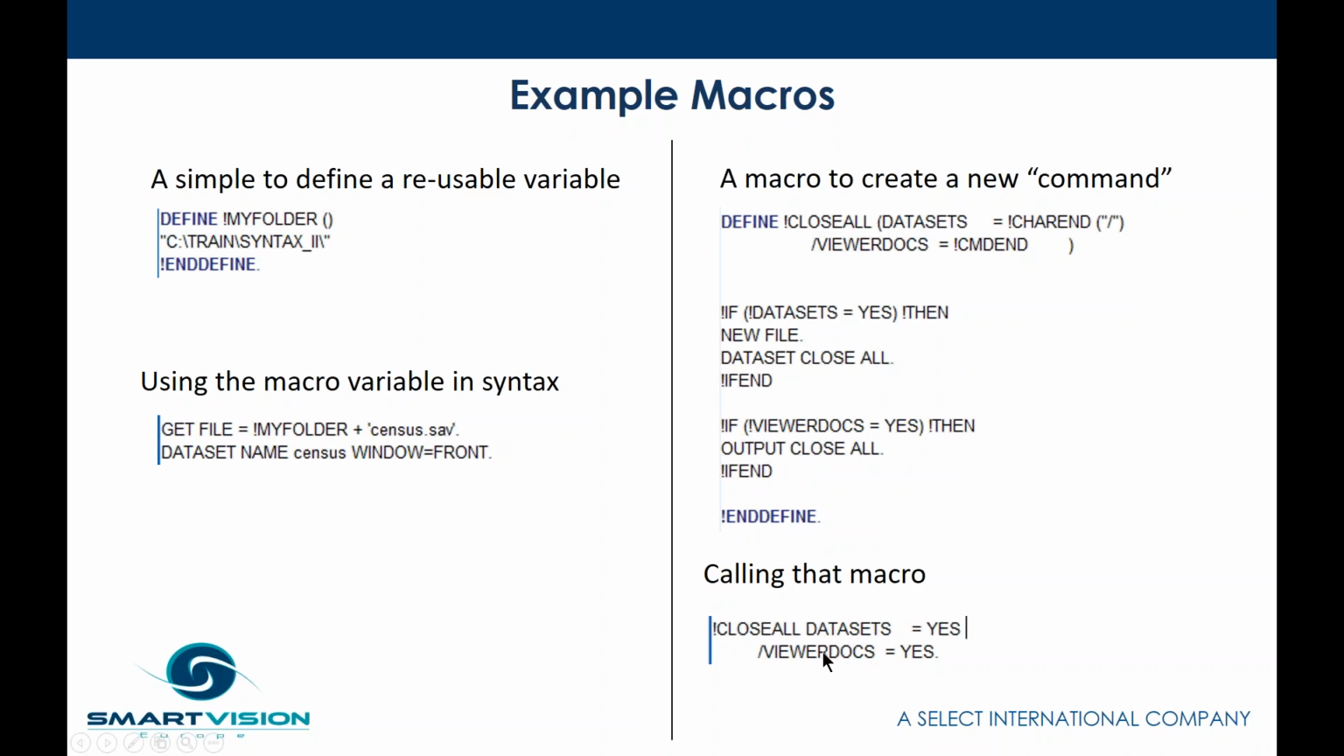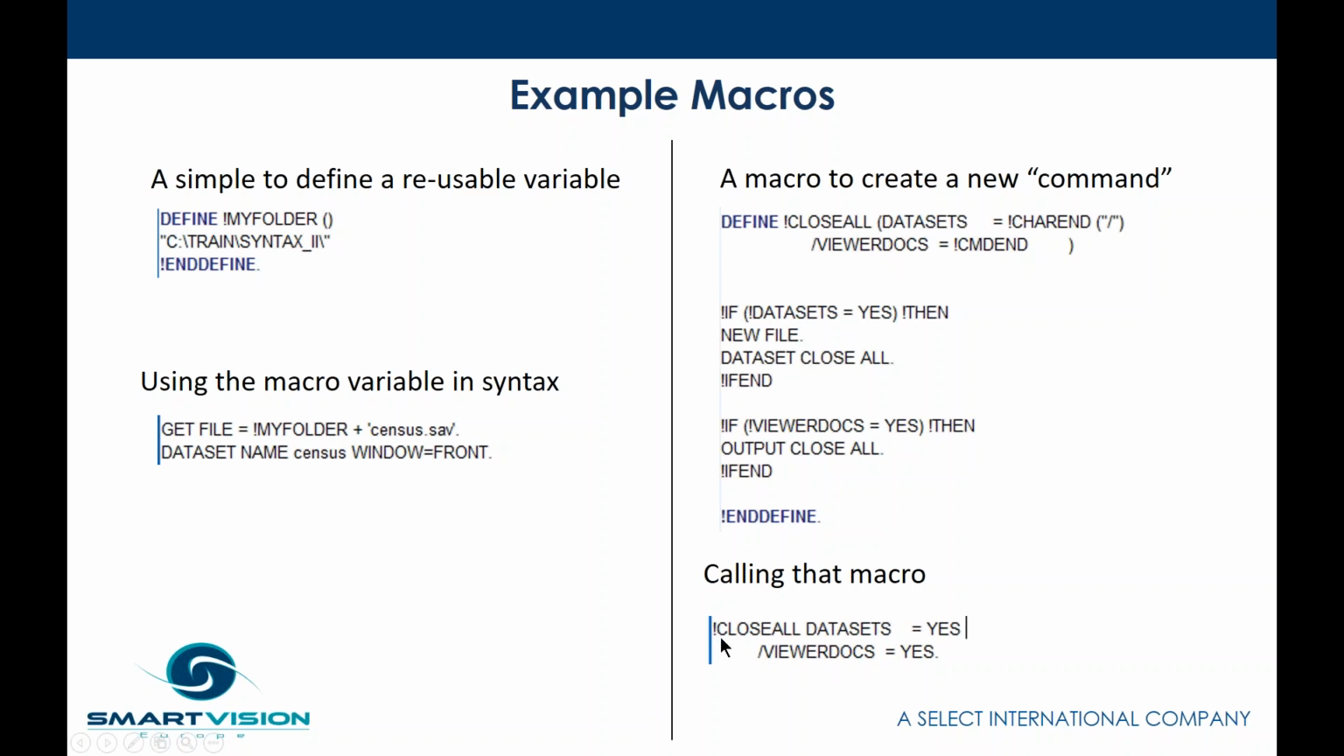Just in the same way that we specify subcommands and options to regular SPSS commands, we can create our macros which will take the same kind of subcommands and options. So it will only close the data sets if the data set option is set to yes, and it will only close the viewers if the viewer docs subcommand option is set to yes. So that's the way that we set up the macro. It begins with a define and an end define. It's called close all. It has two subcommands to it. The first one is data sets, the second one is viewer docs.